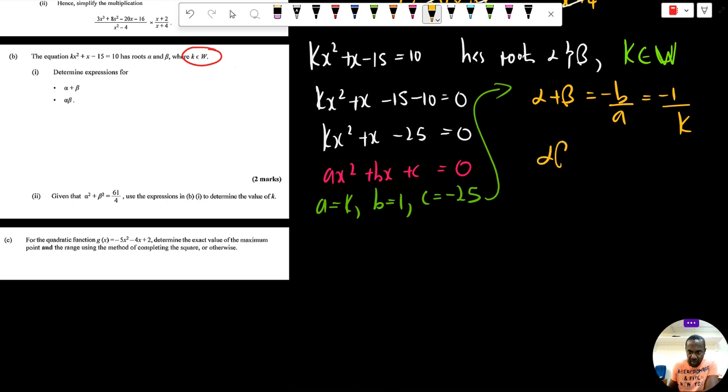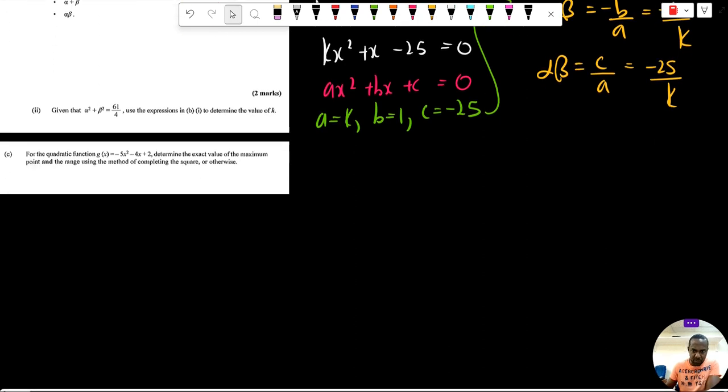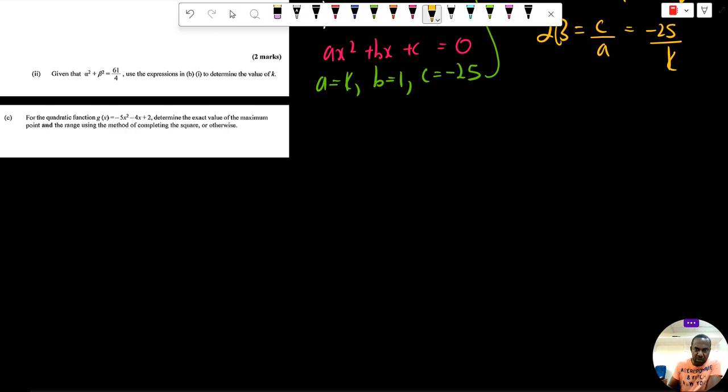Now, secondly, we want to find alpha beta, which of course we know to be equal to c over a. And so this gives us negative 25 over k. So there we have our expressions for alpha plus beta and alpha beta. That is part 1 of part B. Now let's move on to part 2 of part B.